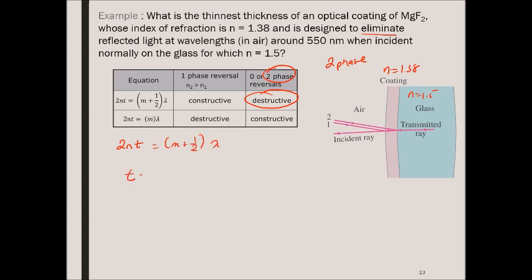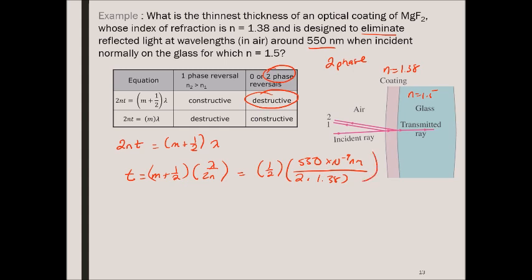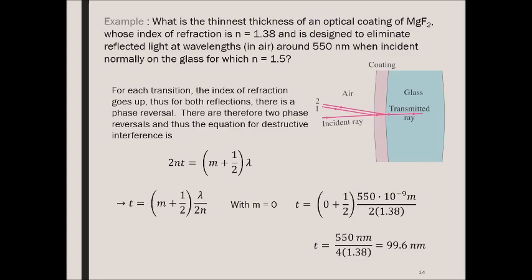That means if I rearrange it, t is equal to (m plus 1/2) times lambda over 2n. If I put those numbers in, I get 1/2 times 550 times 10 to the negative 9 meters, which was the wavelength of light given, divided by 2 times 1.38, which was my index of refraction in my film, and I get 99.6 nanometers as my film thickness. There you go. Those are the numbers nicely typed up.